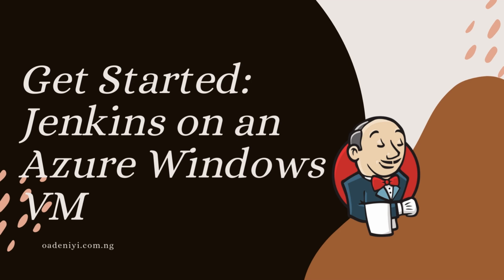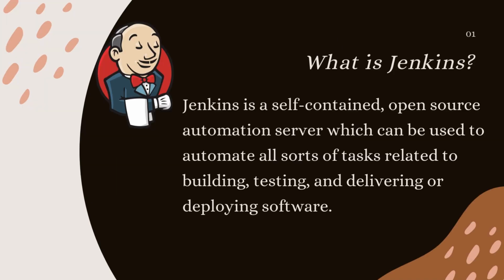Thank you for joining today's class, and in today's class we want to talk about Jenkins on Azure Windows VM. So what is Jenkins? It's a self-contained open source automation server which can be used to automate all sorts of tasks related to building, testing, and delivering or deploying software.